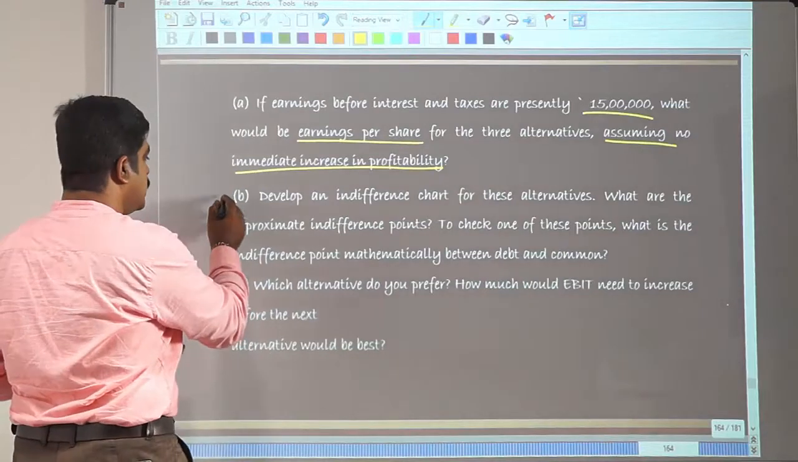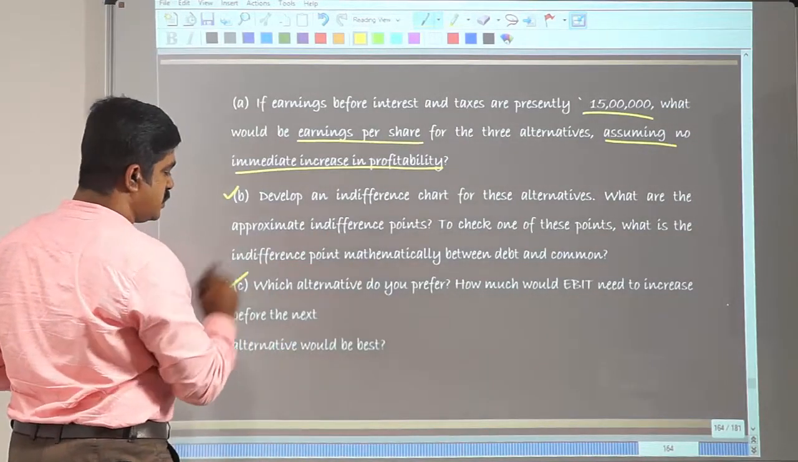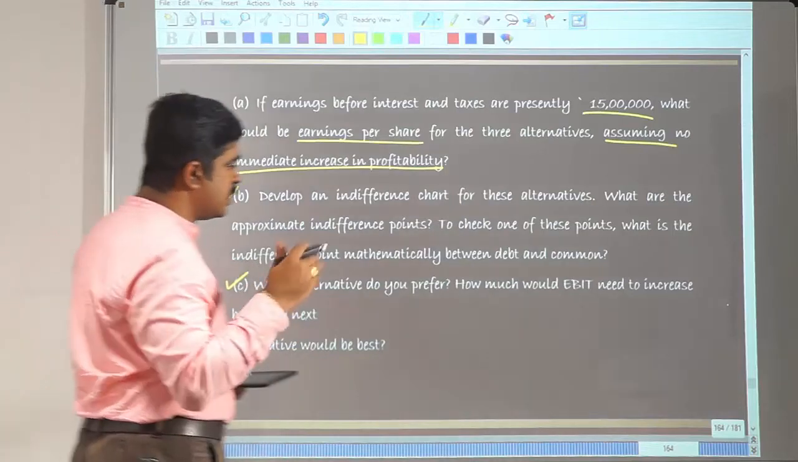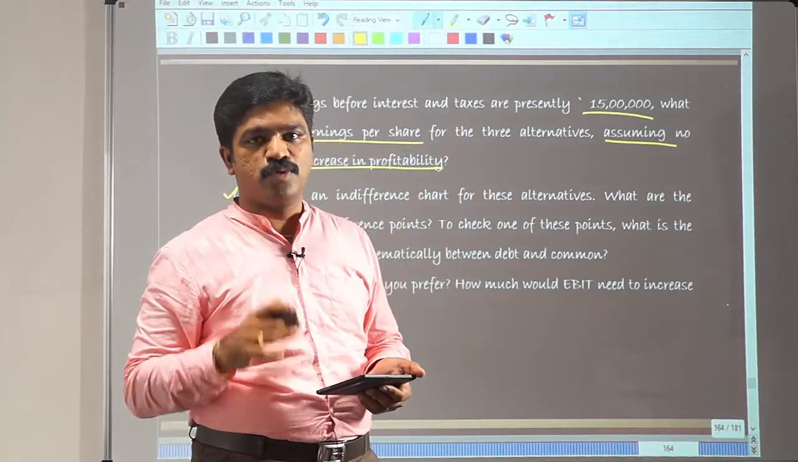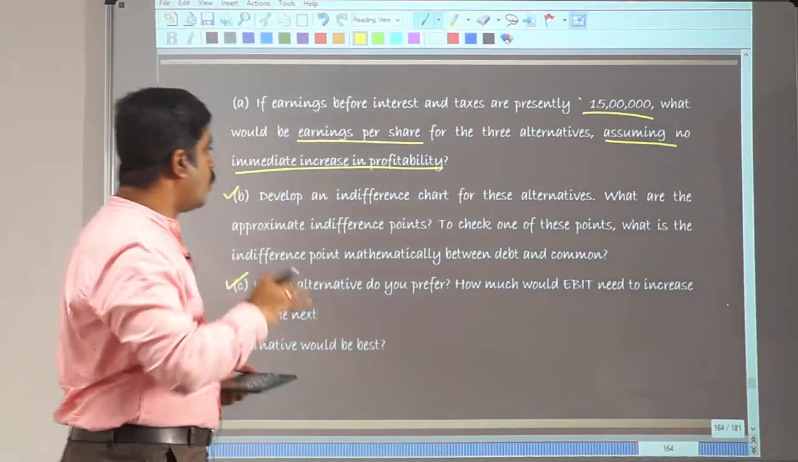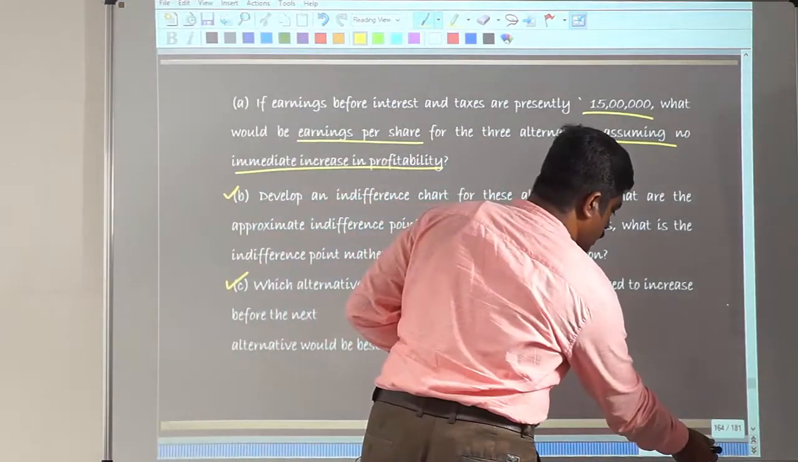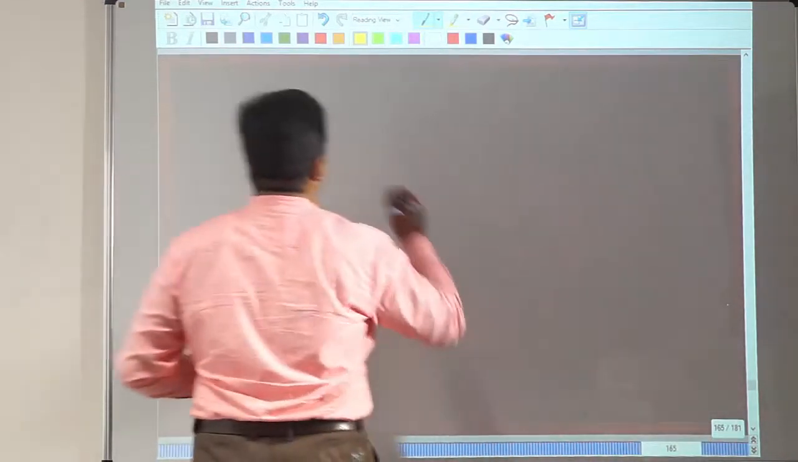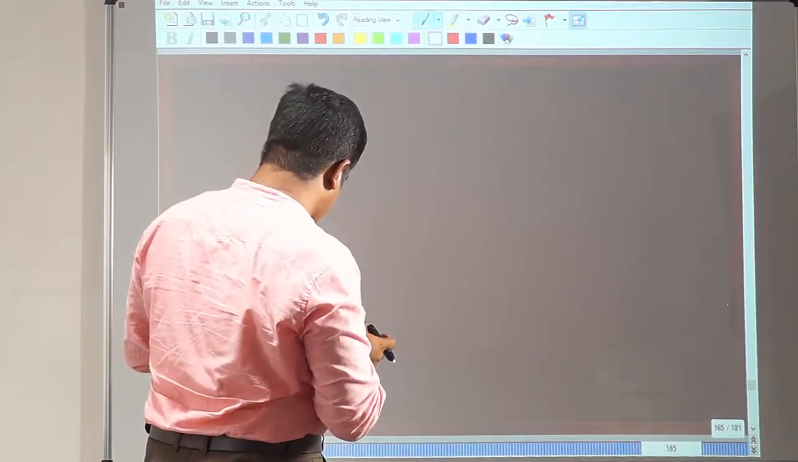Then question B is develop indifference chart. We'll come to that. And question C, which alternative do you prefer, and something else. We'll come to that a little later. But with this available information, we'll now try to find out the EPS of the three alternatives. Before that, let's capture what the alternatives are and what the cost of the project is. Let's give a preamble.